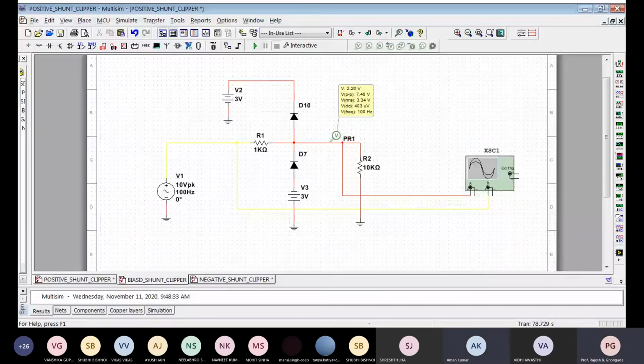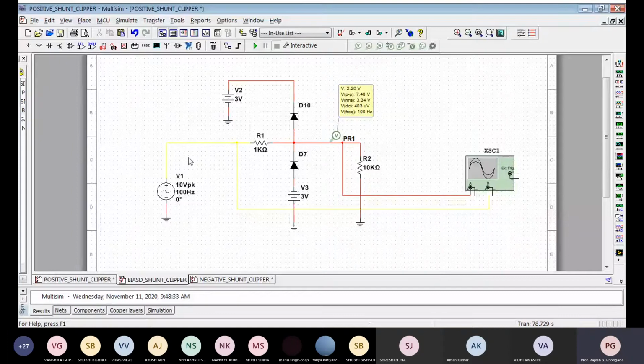Okay. So if you run the simulation again, what is expected? Let us first find out what is expected. What we have designed here is a biased shunt clipper. You have a 20 volt peak to peak, that is 10 volt peak input signal, which is a sinusoidal waveform of 100 hertz. What should be our expected output?